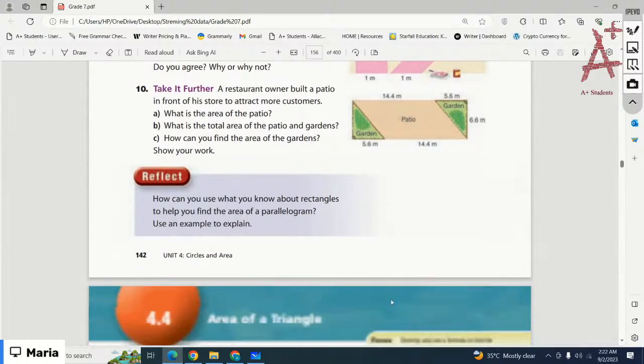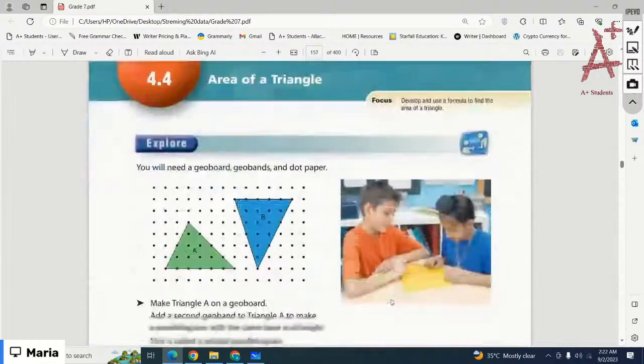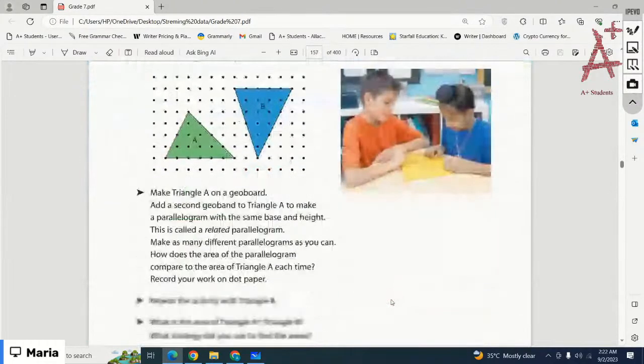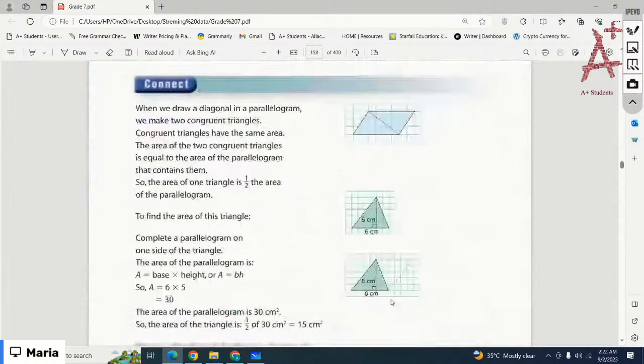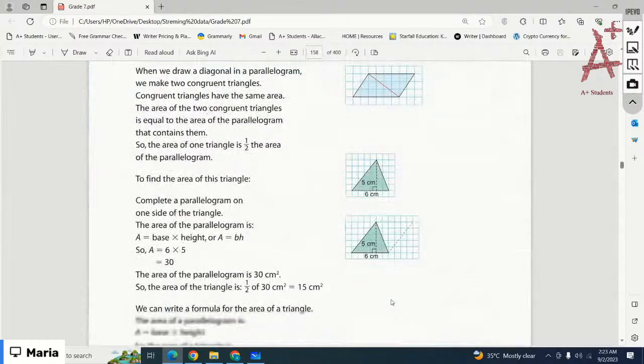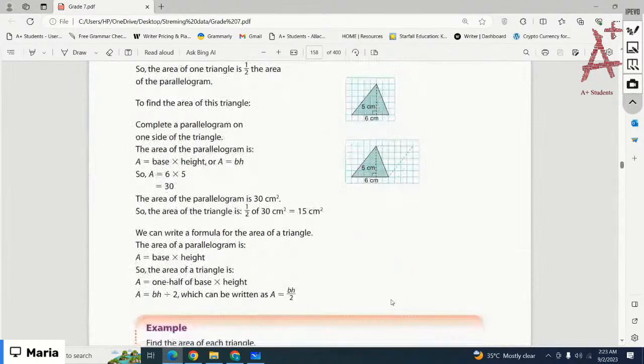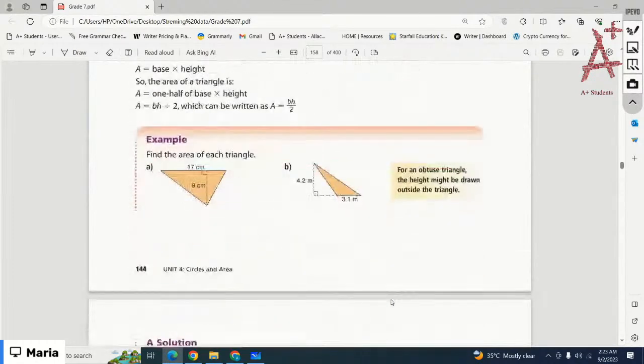Okay, let's start with the next lesson. The next lesson is the area of a triangle, right? Now we are going to calculate the area of a triangle. How do you calculate the area of a triangle? It would be half times base times height, right? The area of a triangle is half times base times height.